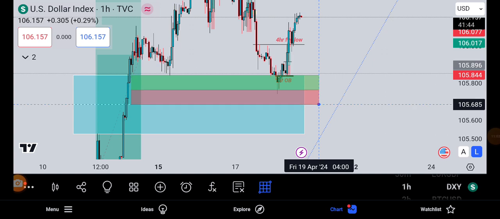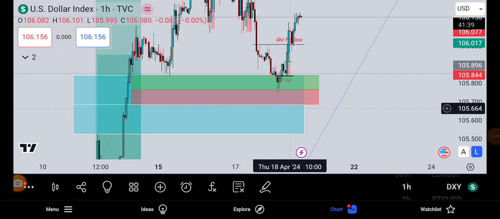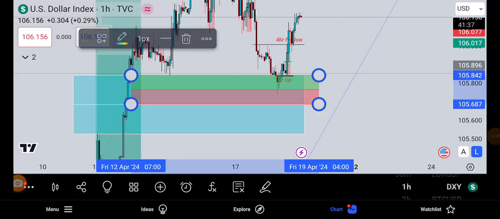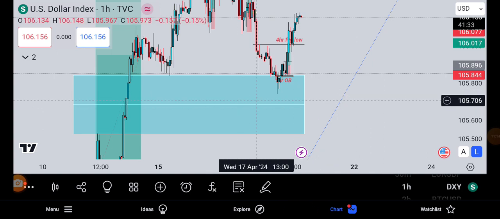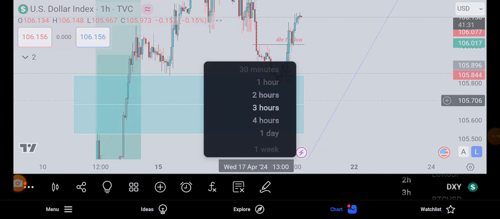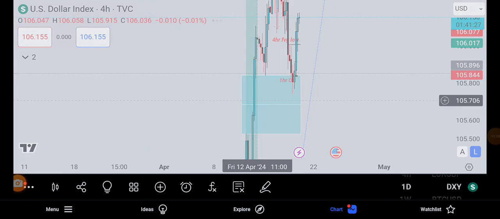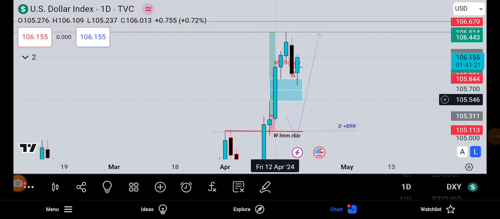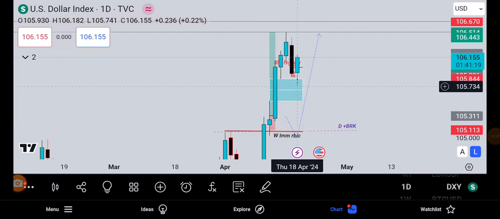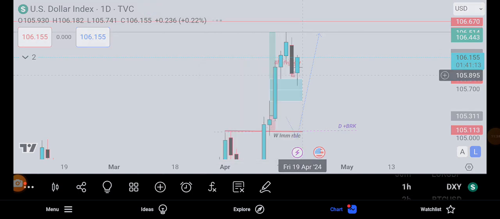Yeah, you can see the market tapped into the upper quadrant but never tapped into the consequent encroachment, or the midpoint, of this daily fair value gap, because as you can see from the daily time frame, this is the daily fair value gap I'm talking about. The market dipped into it, and now I was observing this price action inside the 1 hour time frame.